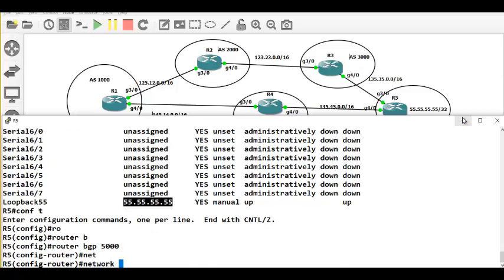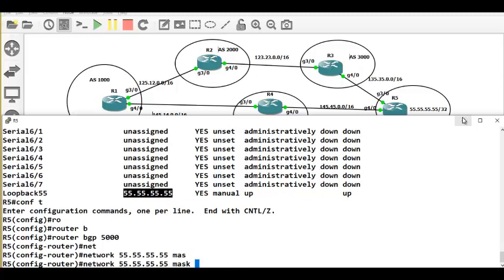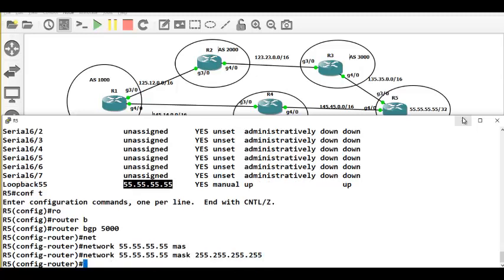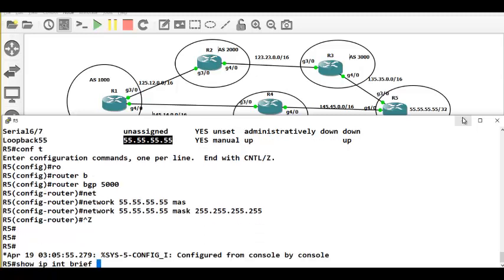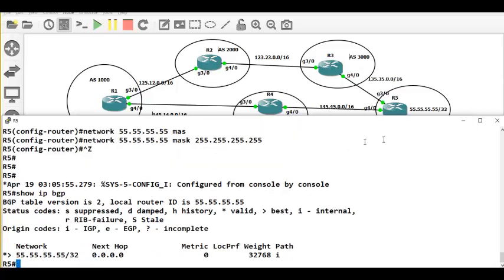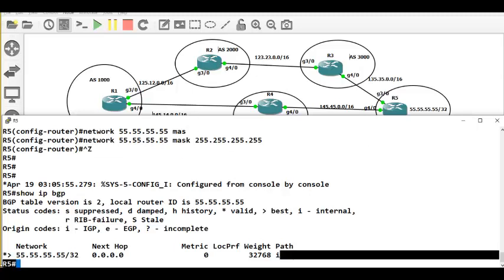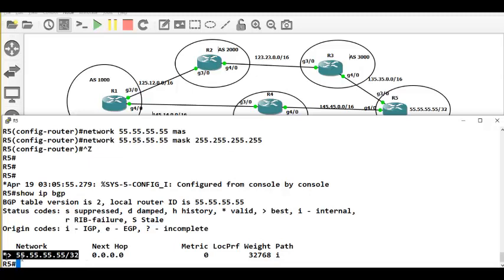Now I'm using a network command to advertise 55. We also learned that we should match with the mask. Now what is the mask? This is the mask. Yeah. Now if you check this show IP BGP, you can see that this router 5 says I am advertising this. How do you know it's I am? See, there is no next hop. Locally originated. I am advertising it.